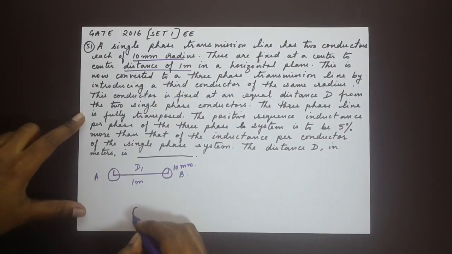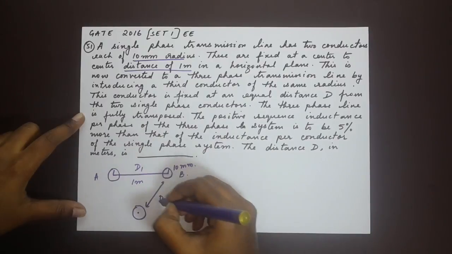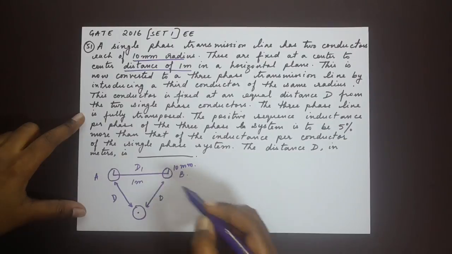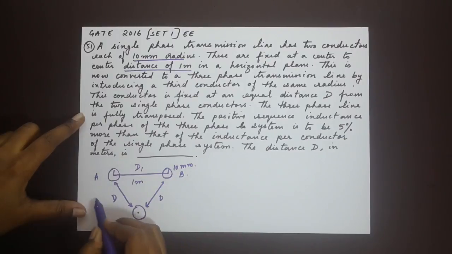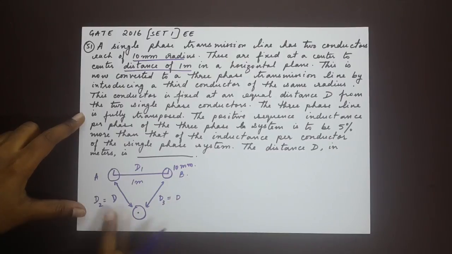Now we have a third conductor added to the mix. When the third conductor is added, the distance between them is d, equal distance d. Let's call these d2 and d3. So we have d2 and d3 with the distance value of d. We are supposed to find out how much this d is.